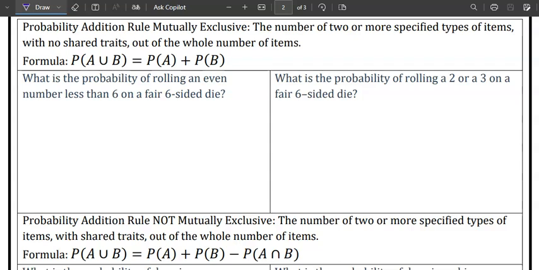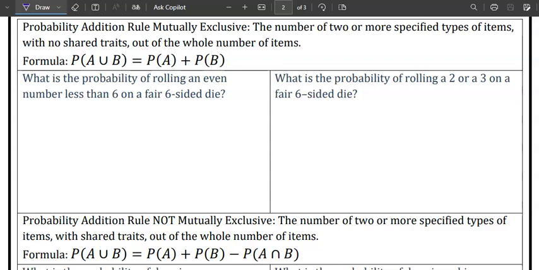Probability addition rule, mutually exclusive. The number of 2 or more specified types of items with no shared traits out of the whole number of items. The formula is P of A or B equals P of A plus P of B.